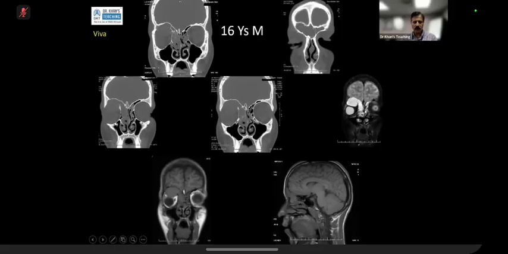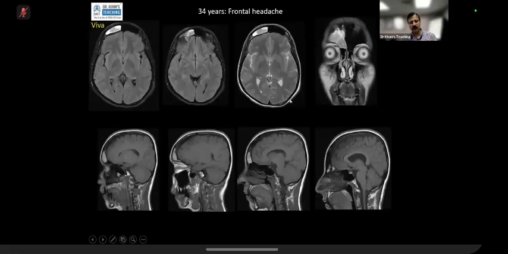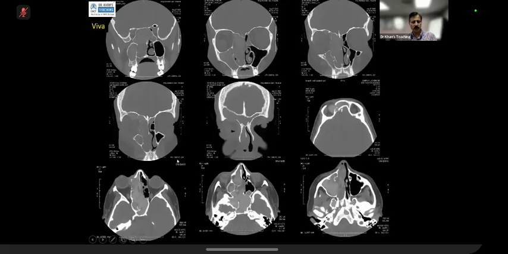So this is a mucocele, ethmoid and frontal, and this is from the book. So this sinus has to be ethmoid, and of course, ethmoids, you remember the frontoethmoid nasofrontal duct, it passes through the anterior ethmoidal cells. So when there is a mucocele involving the ethmoid, it can cause a secondary mucocele of the frontal. Here is another mucocele of the frontal, but I just wanted to show you once again high signal on T1 weighted sequence.